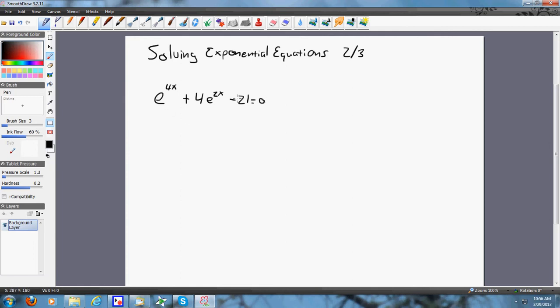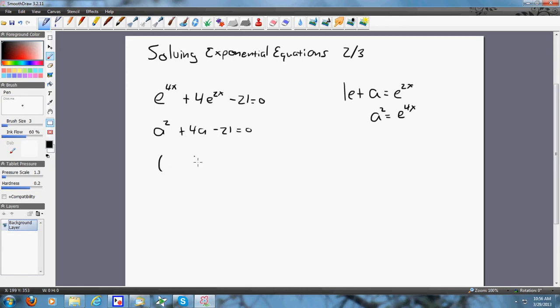If you look, there's 3 terms, so it's a trinomial, and it might not be abundantly obvious at first, but if you say let a equal e to the 2x, that would mean that a squared equals e to the 4x. And now doing that substitution, you get a squared plus 4a minus 21 is equal to 0. Now you can see it's a regular trinomial.